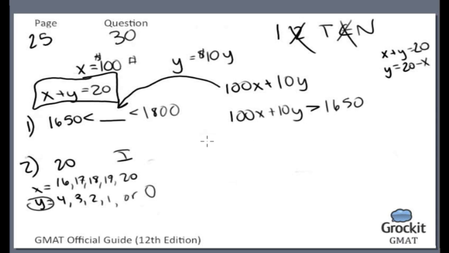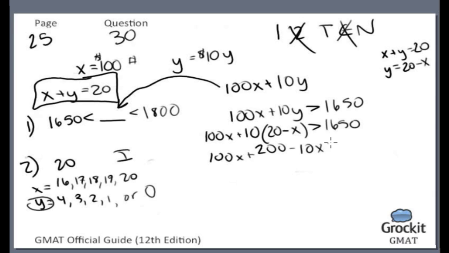So this is the same thing as 100x plus 10 times the quantity 20 minus x. It's greater than 1650 still. So 100x plus 200 minus 10x gives us that 1650. 90x is going to be greater than 1450. And if we divide both sides by 90, which we can do with inequalities, and we don't have to flip the direction of the sign because we're dividing by a known positive number, x ends up being greater than 16.1. So the number of gift certificates sold is greater than 16.1.